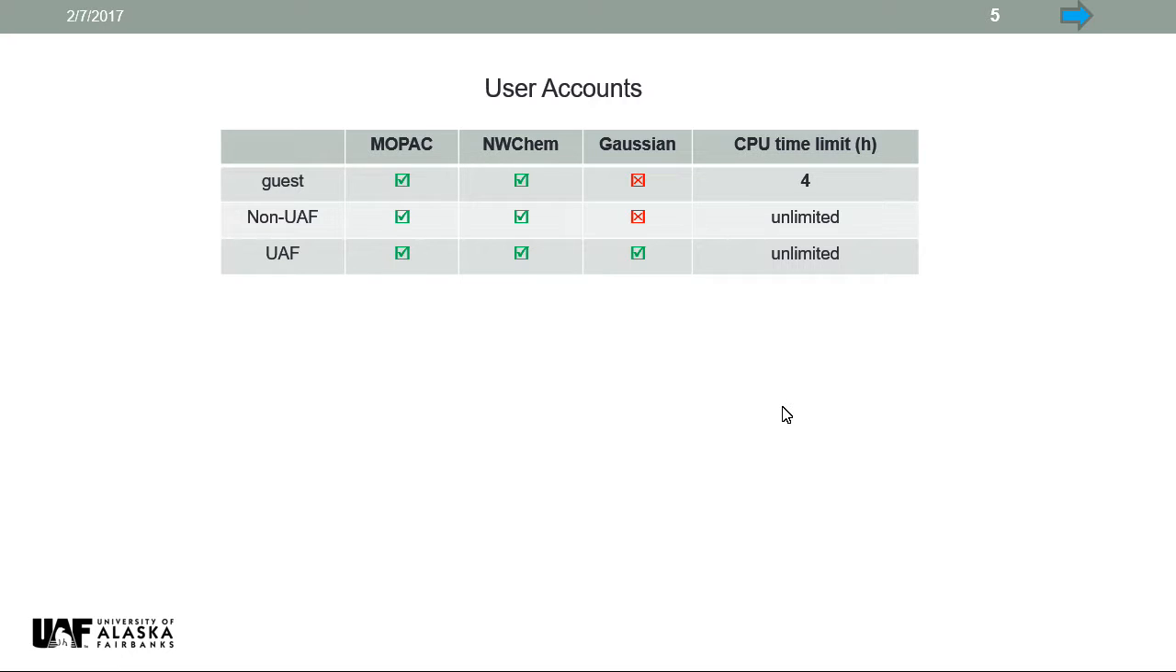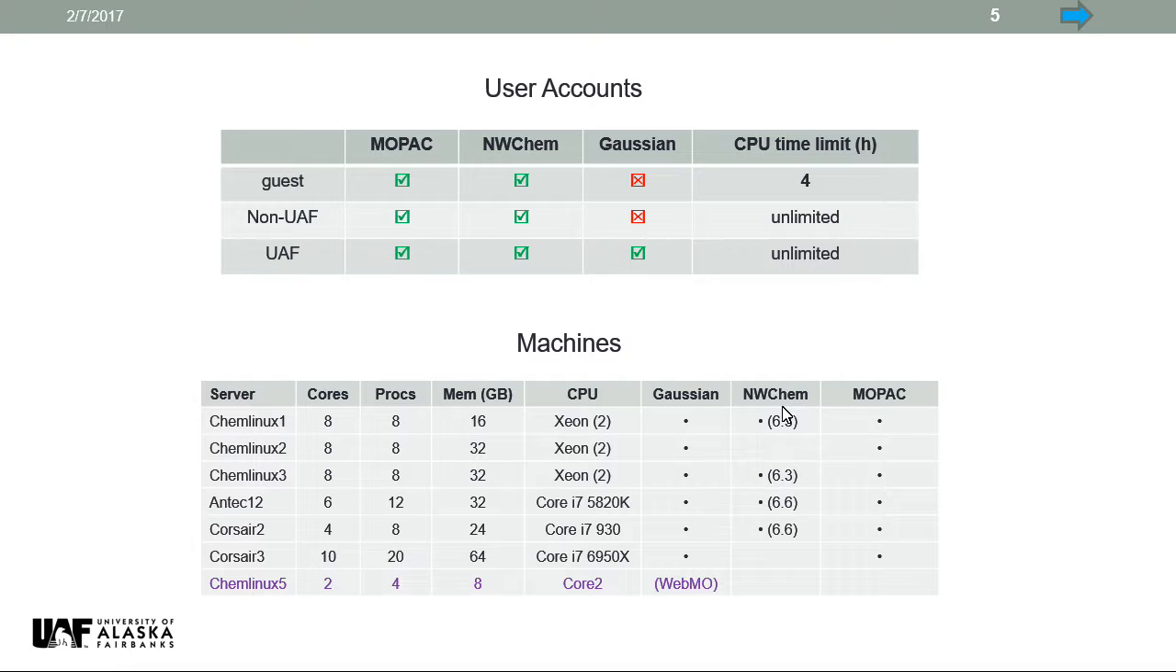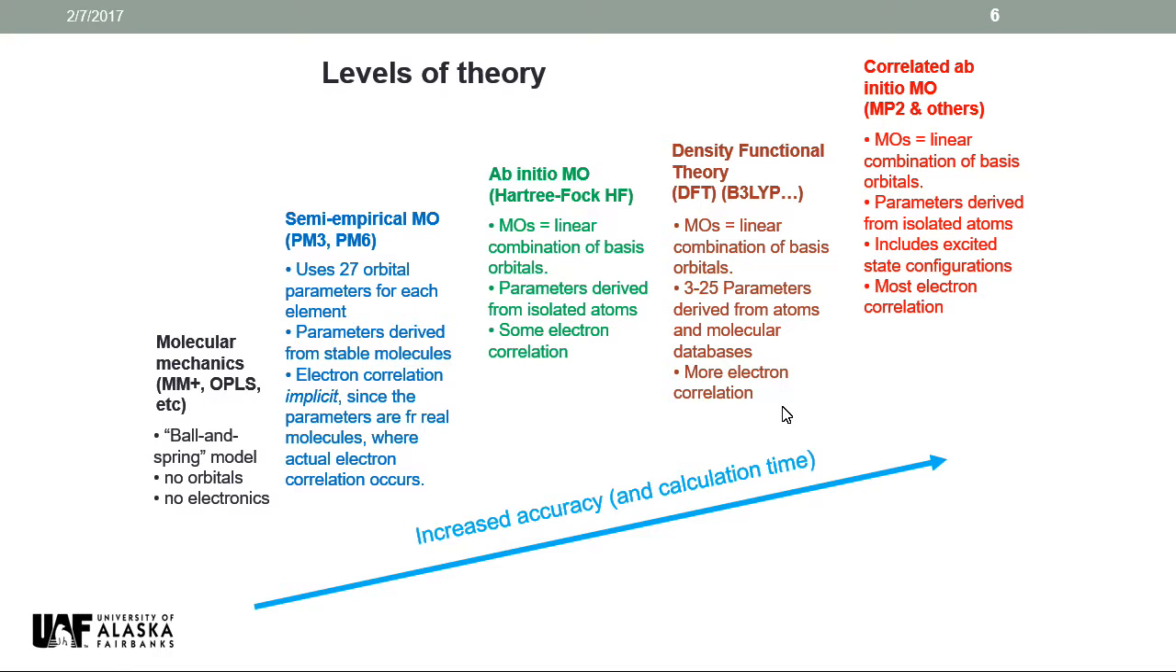Non-UAF users from Alaska who need to run longer jobs may do so. Just contact Professor Keller. UAF users should contact me or their instructor to obtain a WebMO user account. Currently, there are 6 compute servers available. The most recent addition is Corsair 3 that is running an overclocked 10-core CPU and has 64 gigabytes of memory.